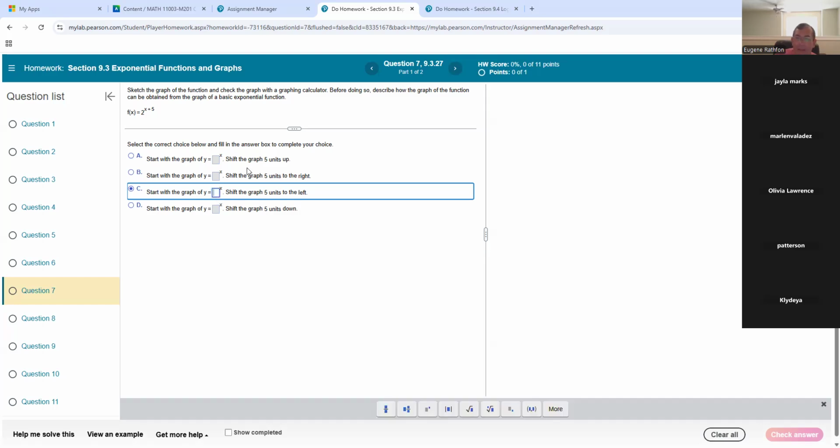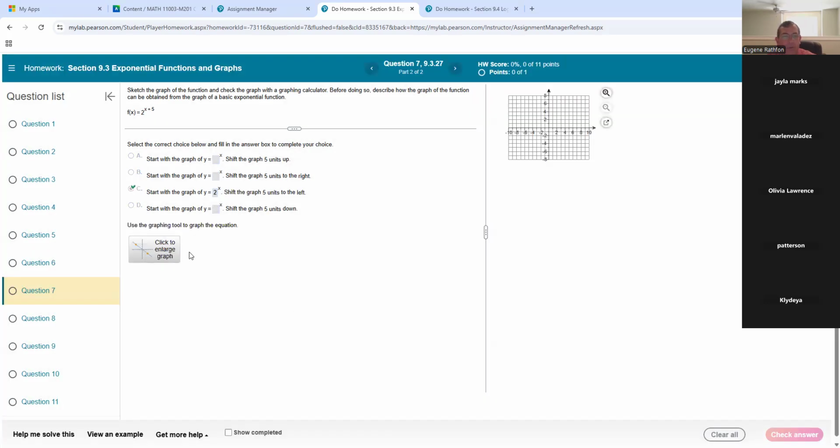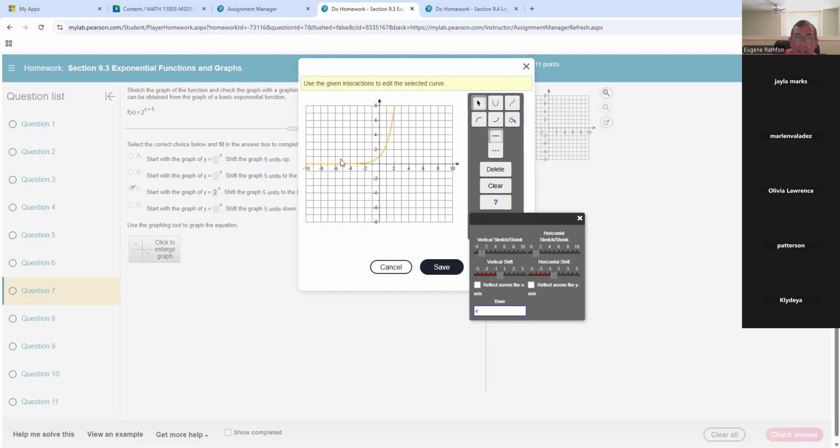Our base would be the 2. So you got to put the base on this part. When you check the answer, it's going to want us to graph it. So we click to enlarge the graph. On the second row up here where the tools are, the first one's logarithms. We'll learn about them later. The second one is your exponential tool. So click the exponential tool. Click anywhere on the graph. It always starts it at the same place.